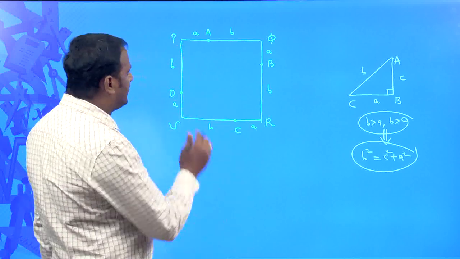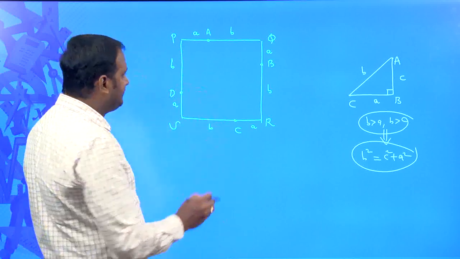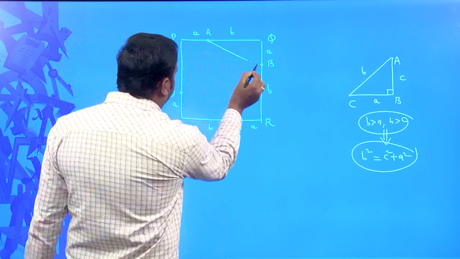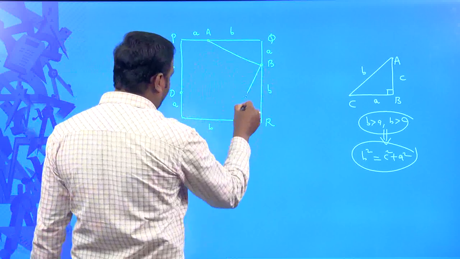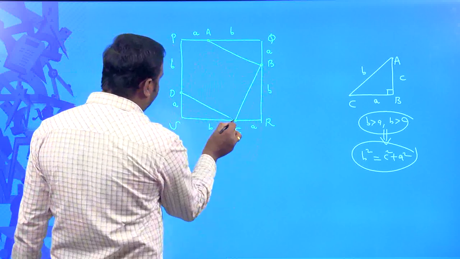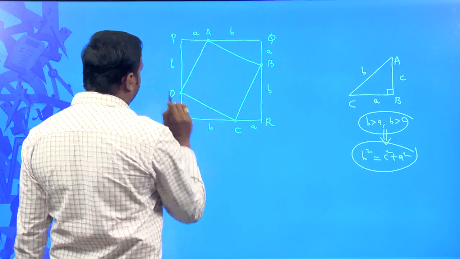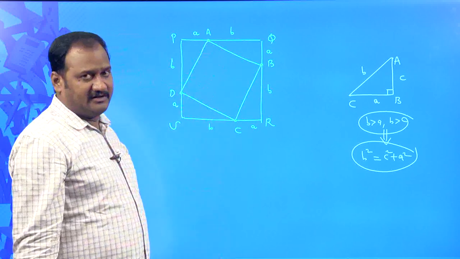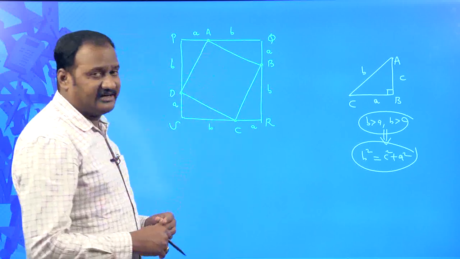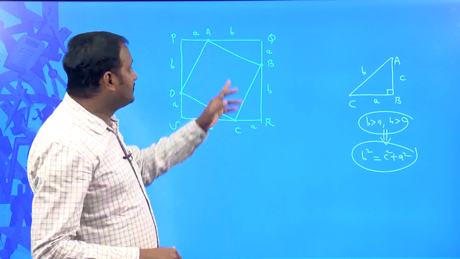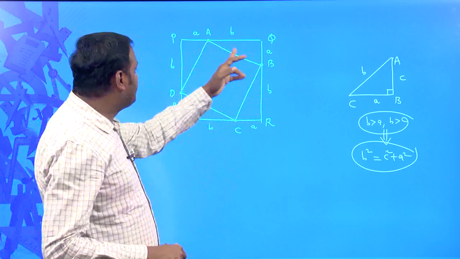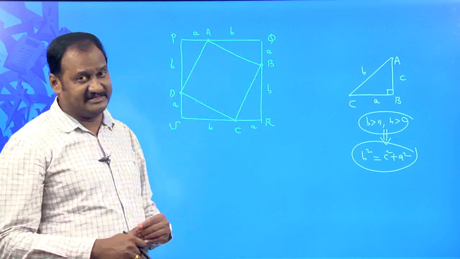So, when you join all these points simultaneously, there is a quadrilateral formed. Can you say what kind of quadrilateral it is? And what about the sides of this particular quadrilateral ABCD?